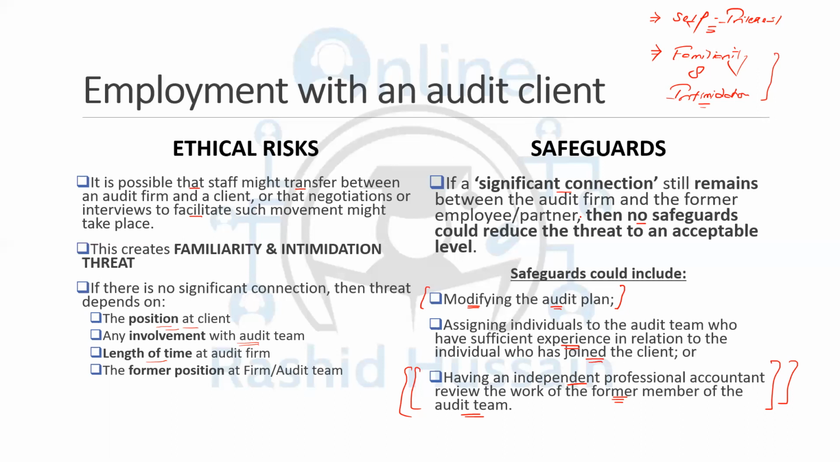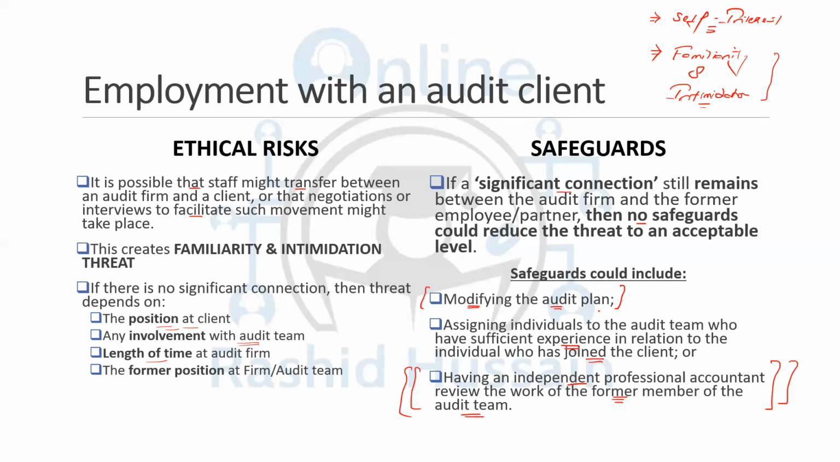If they are still having hangouts, if they still know each other, having the parties, hangouts, discussions, attachments, then obviously there's no safeguard to reduce this threat to an acceptable level. Other safeguards probably would be modifying the audit plan. Now, why is there a need to modify the audit plan?